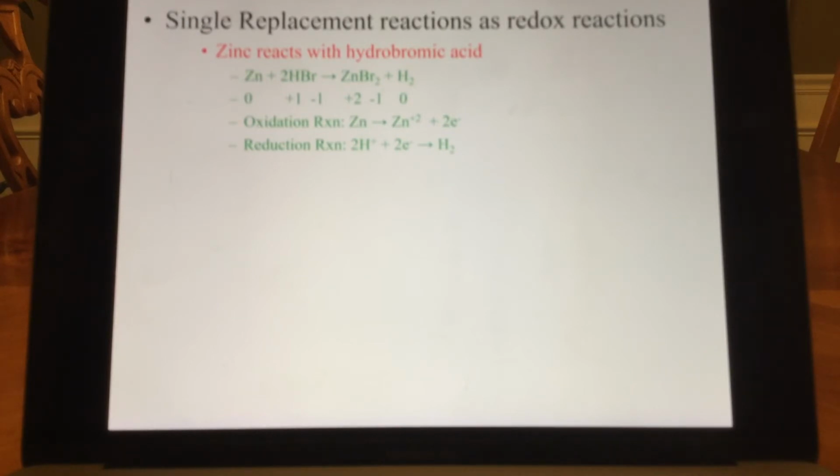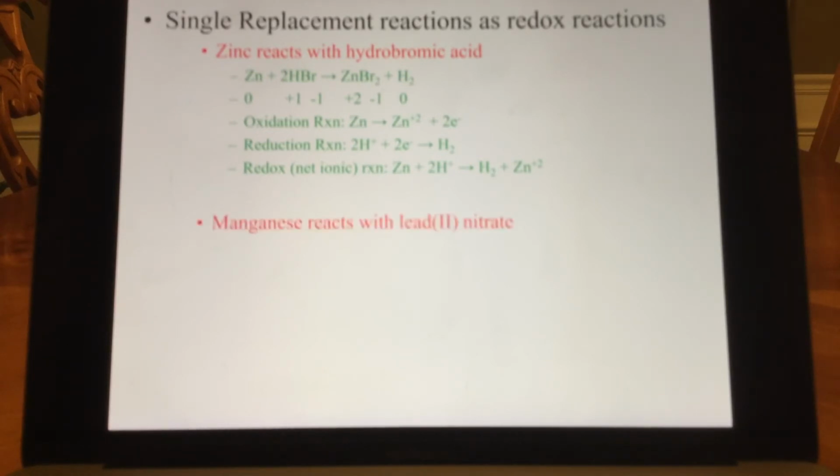Those are already balanced. So when we combine these together in our overall redox or net ionic equation, the only thing that cancels out is our electrons, and that gives us our overall zinc plus 2 hydrogen ions forming hydrogen gas and zinc +2. So that is our balanced redox reaction.